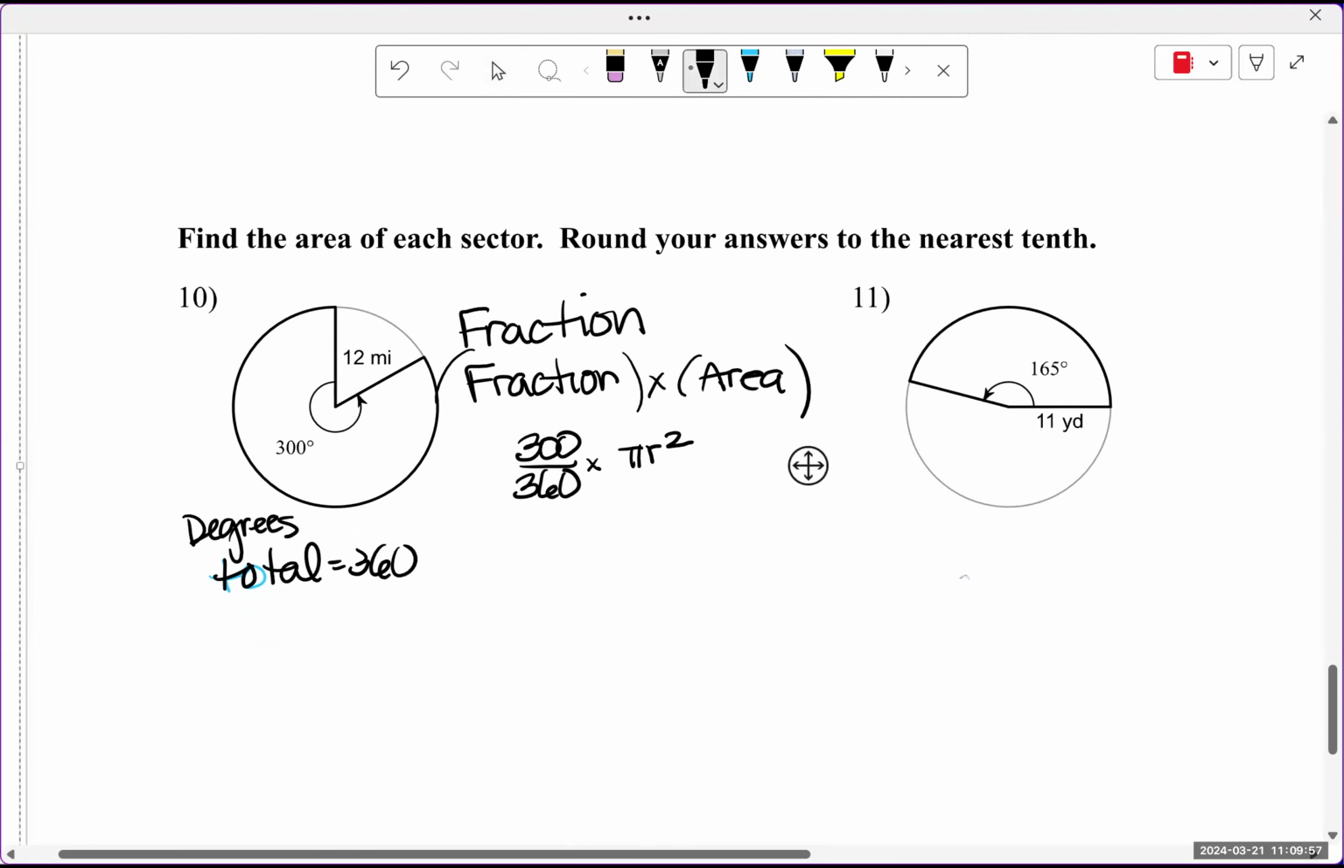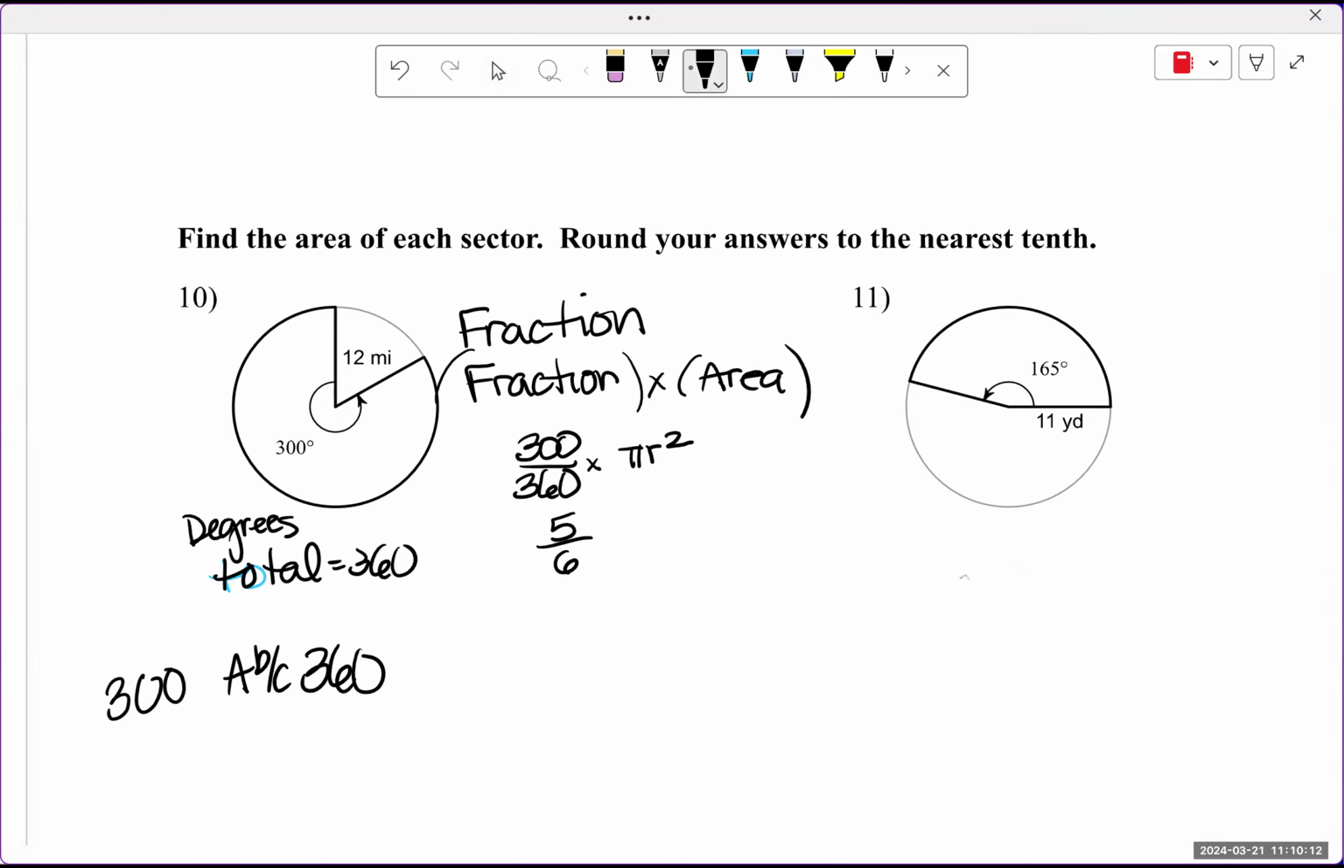So I'm going to reduce this on the calculator. You don't have to. 300 ABC 360. So 300, if you want to use your calculator, ABC 360 gives me 5/6. But you don't have to. You could just leave it as 300 over 360 times pi r squared. What's r? R is 12 squared.